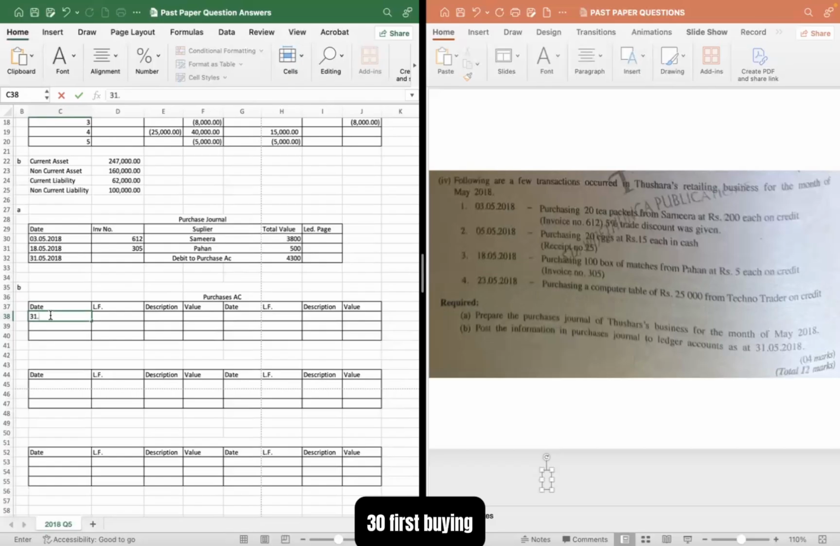31st. So these are creditors. Value is 4,300. Okay.